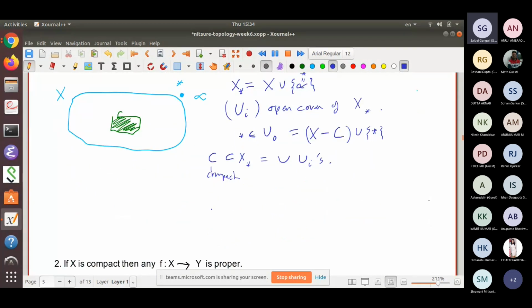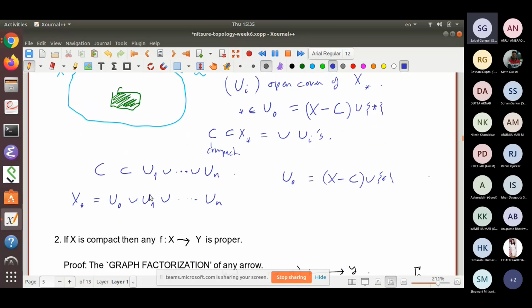So this shows that, after reindexing, C is contained in some U1 union up to Un. And that means X-star is therefore U0 union U1 union up to Un, because U0 was X minus C union star. So whatever is not in C is already in U0, and C is in this stuff, so together they cover everything. That's why it's compact.